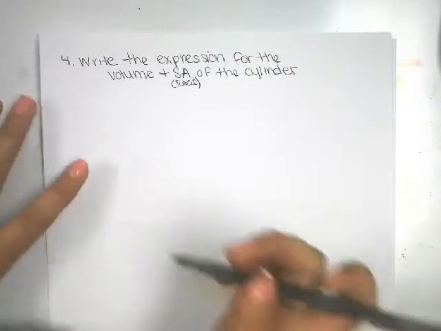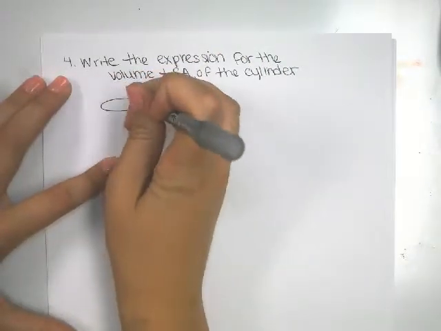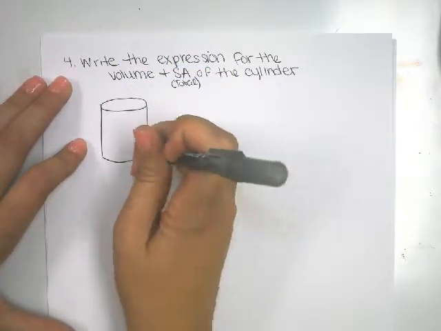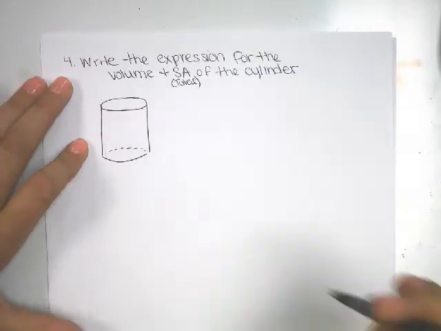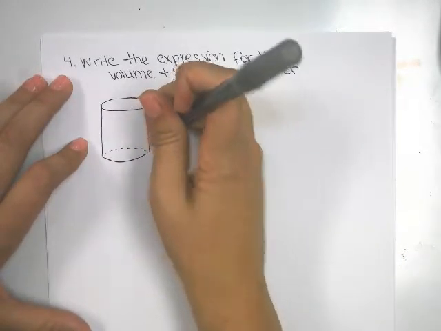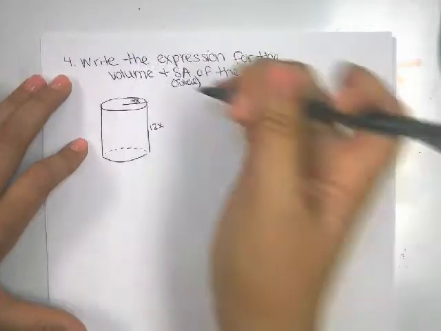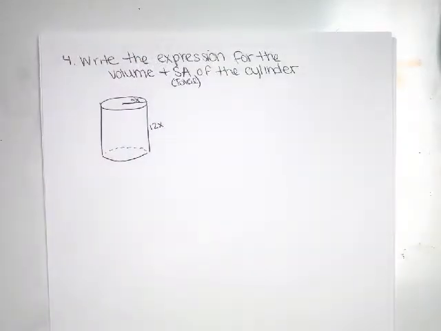So write an expression for the volume and surface area of the cylinder. We want to do the total surface area, not just the curved. So here's my cylinder. I'm going to say it's 12x high and 5x across. We are going to use those values instead of actual numbers whenever we're doing our calculating.